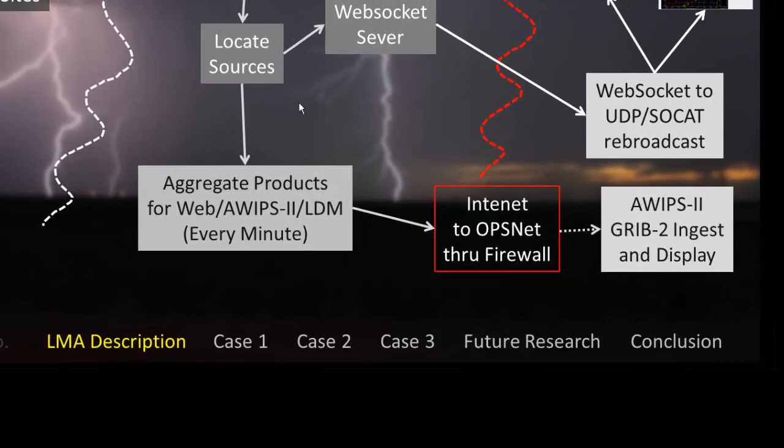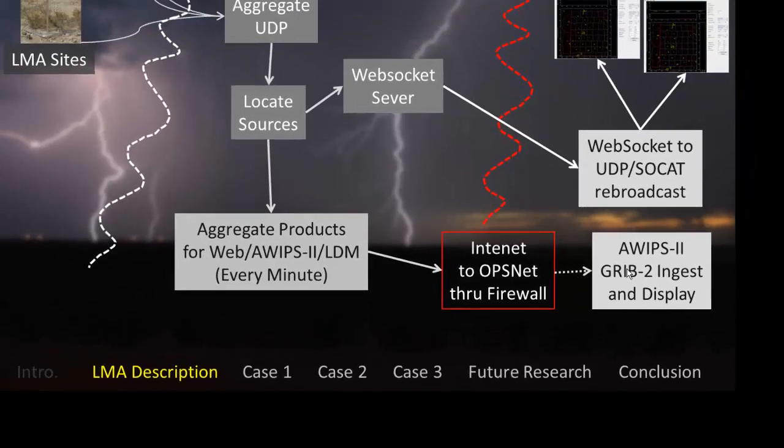The second way that we're getting data now is that all those products are aggregated for use on the web, and then for AWIPS-II, it gets shipped out via LDM to NSSL. NSSL processes those data into a GRIB2 format that again goes through the NOAA firewall through LDM to our AWIPS-II system, and now we have the ability to ingest that GRIB2 data on our AWIPS-II and display it there.